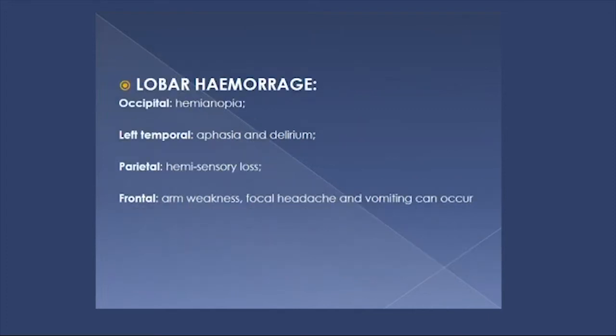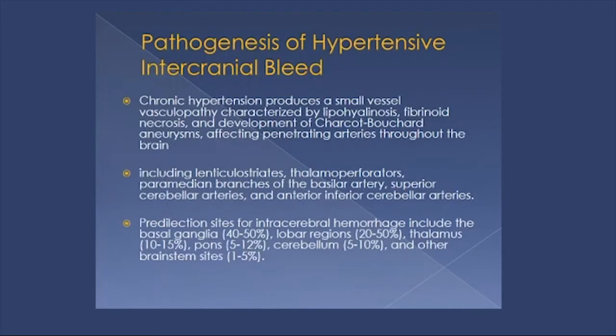And then in the cerebellum, Dr. Abu mentioned it well. And then when you get lobar hemorrhages, depending on the location, you may be able to pick where the bleed is. So occipital gives you hemianopia, left temporal gives aphasia and delirium, parietal gives hemisensory loss, and frontal gives you arm weakness, frontal headache, and vomiting can occur.